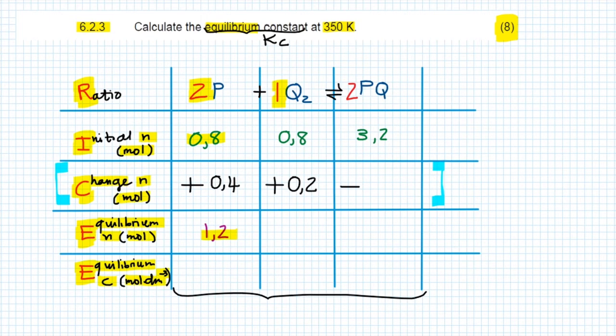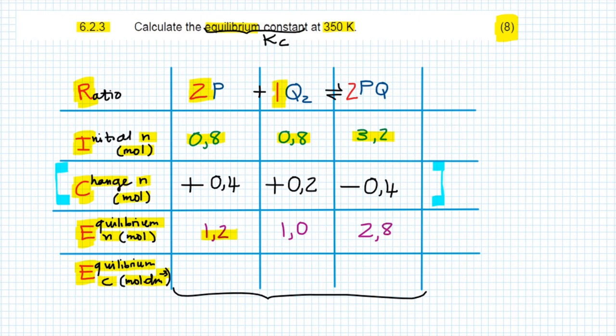The ratio of P to PQ is 2 to 2. In other words, that is 1 to 1. So we know that the change in PQ is going to be 0,4. Now that we have worked out the changes using stoichiometry, we can say 0,8 plus 0,2, and that gives us the equilibrium number of mole of Q2, which is 1,0. We can go on to PQ and we can say 3,2 minus 0,4, and that gives us the equilibrium number of moles of PQ to be 2,8.